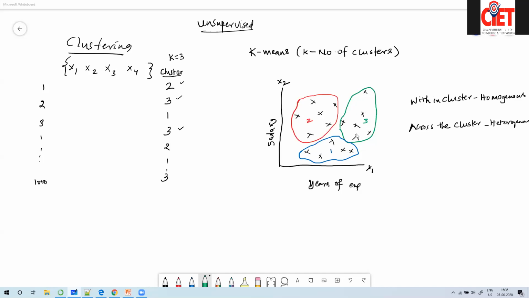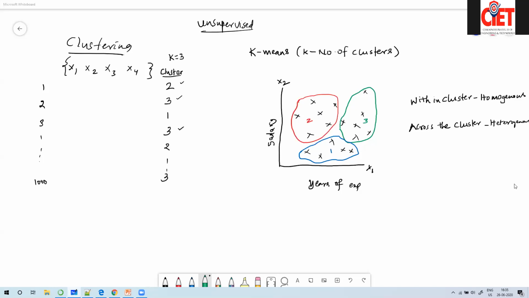That means all the observations that look very similar to each other fall in the same cluster. Observations that look very different from each other fall into different clusters. This is exactly what we call clustering.